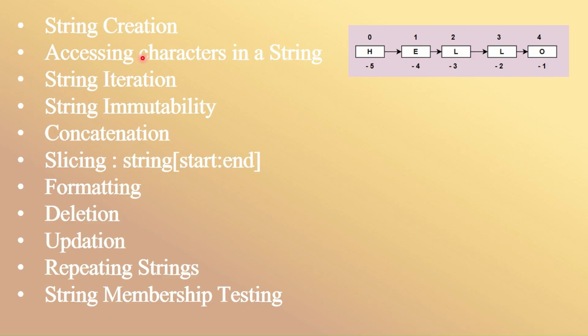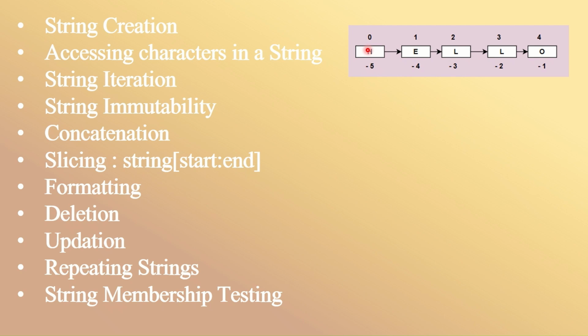Now let's see the next one, accessing characters in a string. Strings are indexed sequences. That means each and every character in a string has been assigned an index position. Here, if you can see in this diagram, we have the string whose value is hello. If we imagine that string in a visual way, it should be exactly like this. Here we have a string consisting of a sequence of characters, and each and every character has been assigned an index.